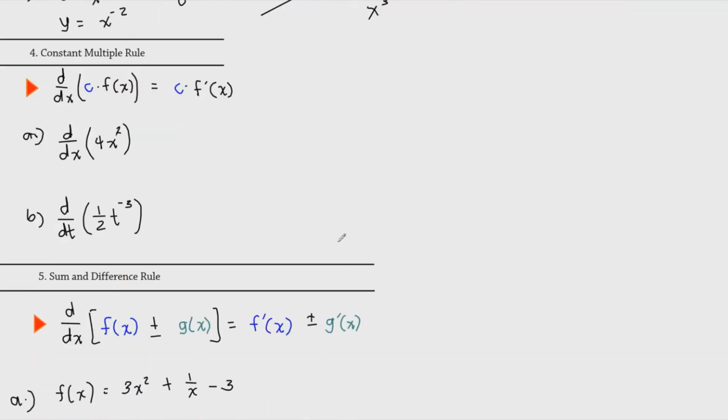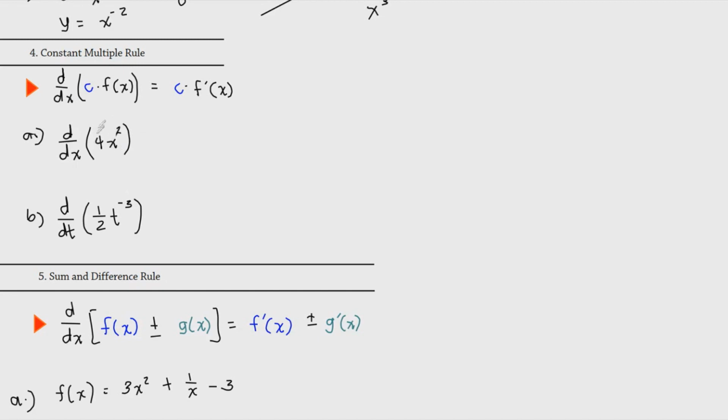So we have there the constant multiple rule. Now, for the constant multiple rule, it says that if you have a function that is multiplied by a certain constant, all you have to do is take that constant and multiply it to the derivative of your function. So in this case, we have an example that is 4x squared.